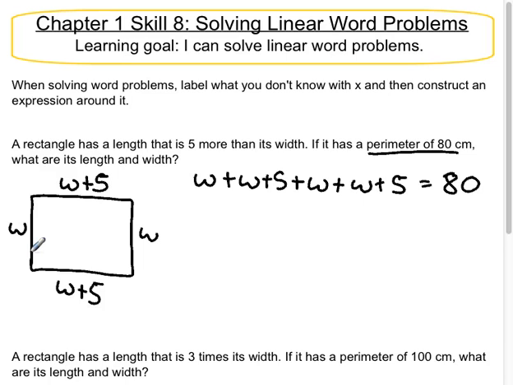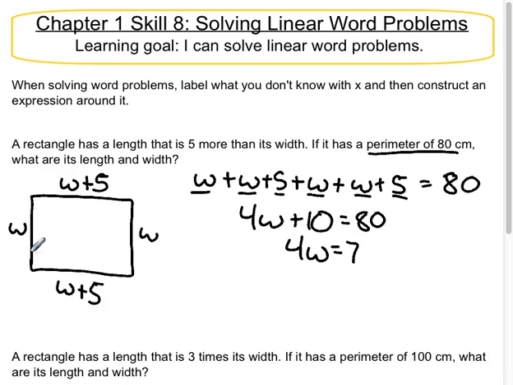The first thing I would do to solve one that looks like this is I would combine like terms, okay? I would clean it up. So for example, I have 1, 2, 3, 4. I have 4 W's. That's going to give me 10. So 4W plus 10 equals 80. And now this should be something you saw just like in your last notes. Subtract off the 10 and divide by 4. 70 divided by 4 is going to give me 17.5.